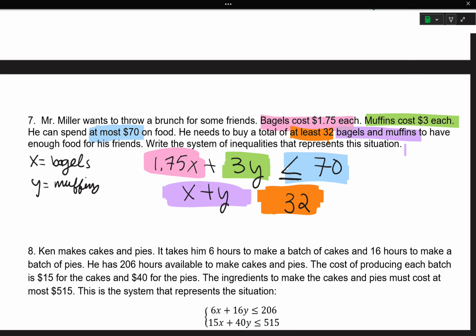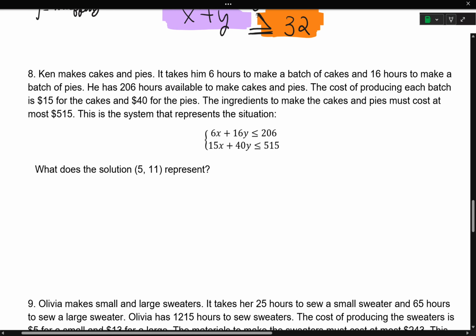Can he buy less than 32? No, because 32 is the least, it's the smallest amount. So he wants to buy more than 32. Okay, so then bagels and muffins should be bigger than 32. At least 32 means he can get 32 and that's okay, but he should probably get some more. So, or equal to.